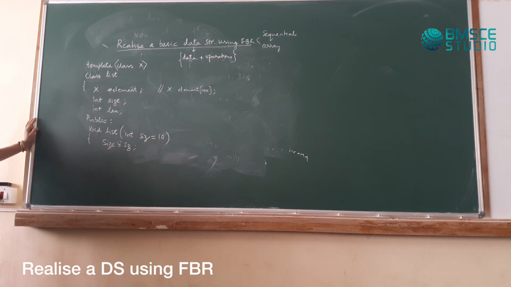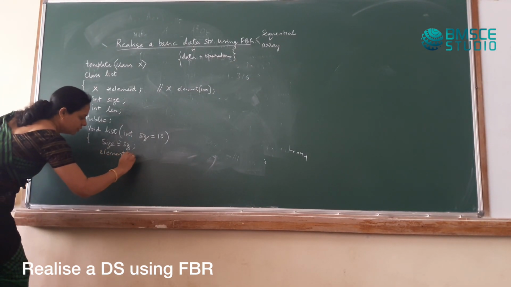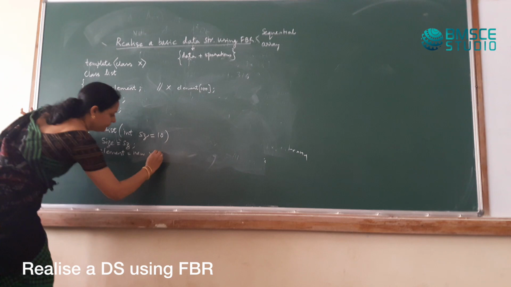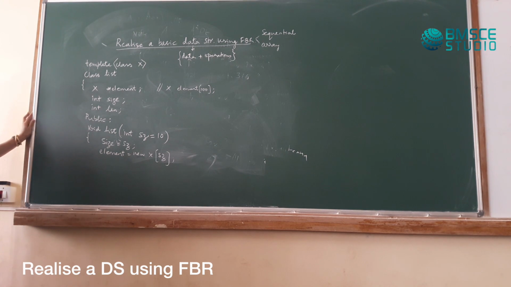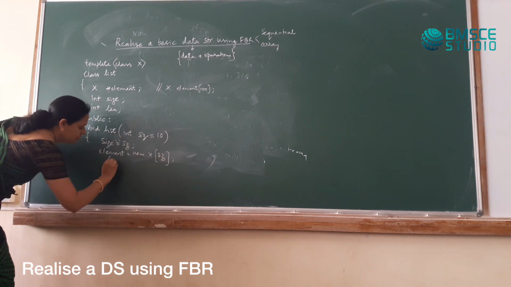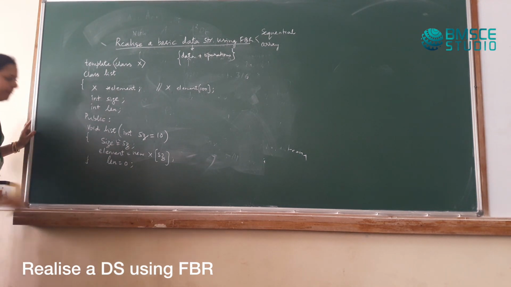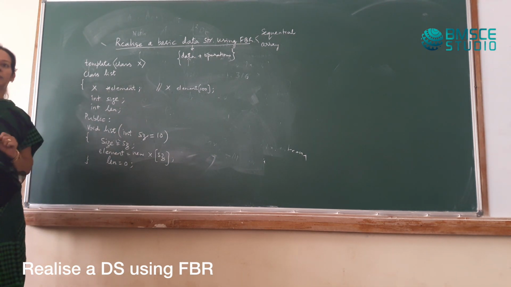Okay. Then what do we do in the constructor? element is equal to new. What type of data? X type of data. How much? Size. Size or sz, I can give here since I am inside this class. Okay. What else do we need to do in the constructor? We initialize length to 0, which means we have just created an empty list. Okay. Done? Any doubts for people who have not recently done the C++ course?